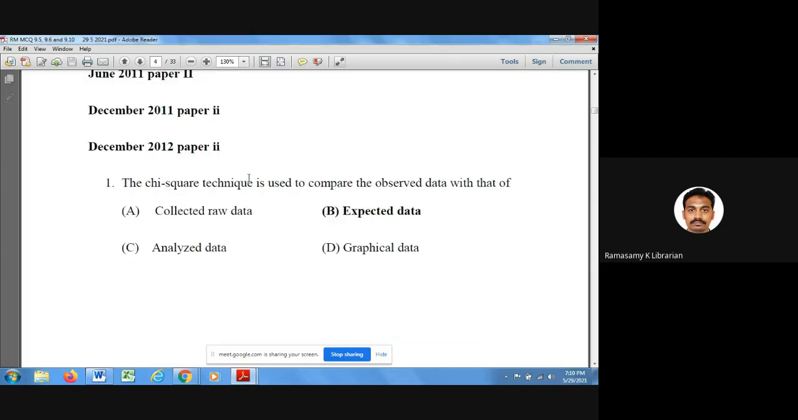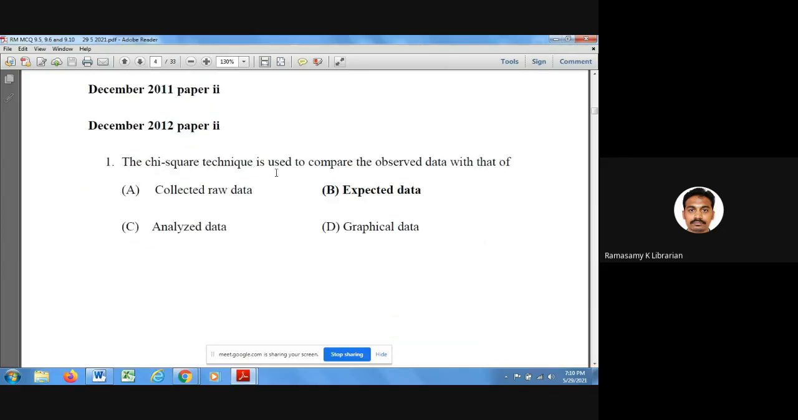Then June 2011 and December 2011, no question. December 2012: the chi-square technique is used to compare the observed data with that of expected data. As I told you, in chi-square we are always comparing two things: the observed data and expected data. We input observed data into software like SPSS. SPSS will calculate the expected data, and both will be compared, and then we try to see whether there is any association between these two variables.